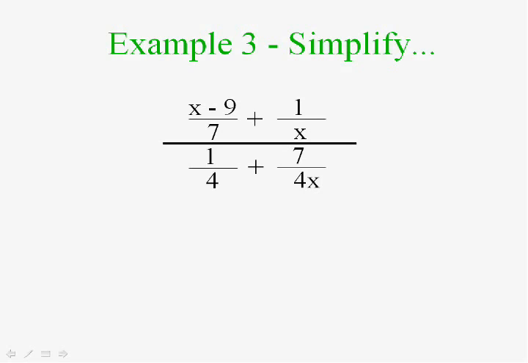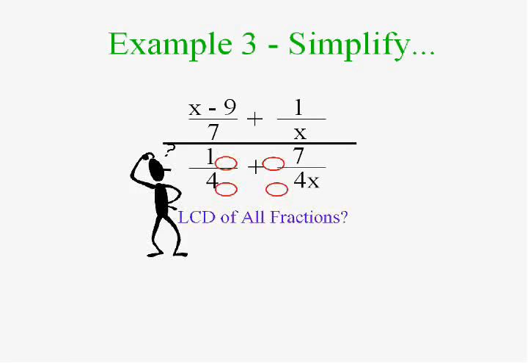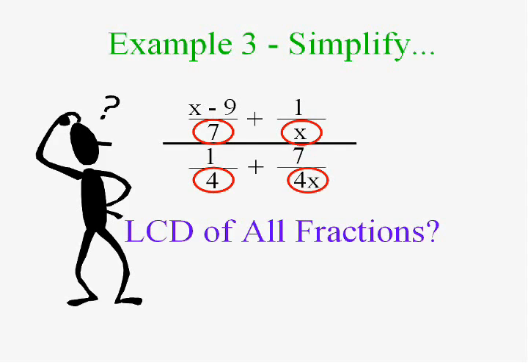Okay, let's do another. They're starting to look a little bit more difficult, aren't they? But they're all done the same way. I give you one way that works all the time. And how do we begin? Look at all the bottoms and decide what is the least common denominator of all these fractions. In this case, it's going to be 28x.